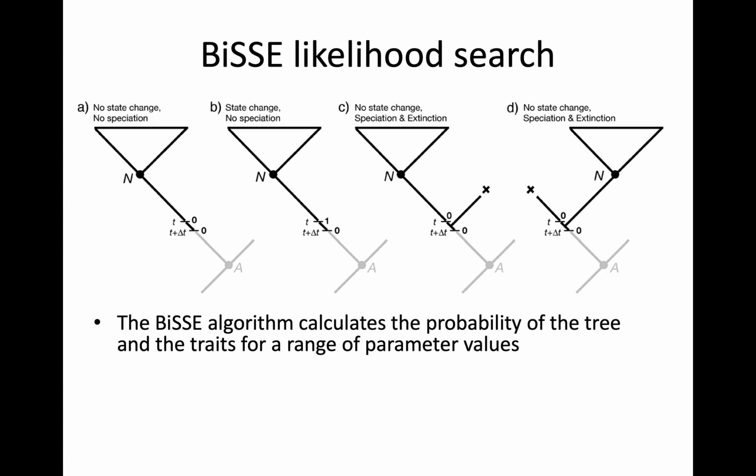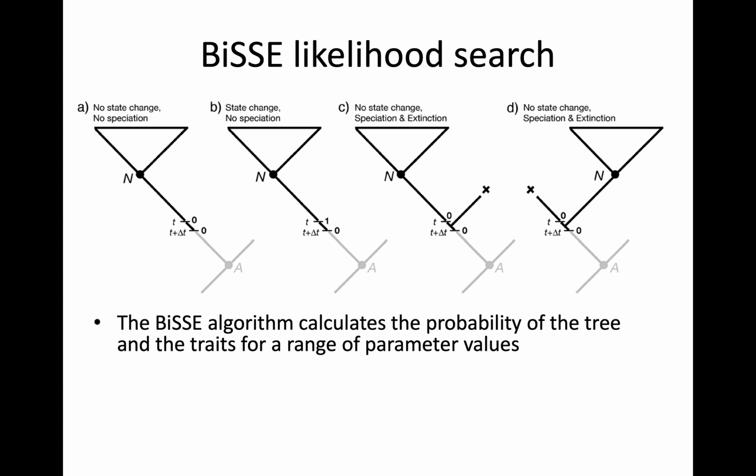Or, for example, in panel B, we again traverse this same kind of little stretch of branch, and there is a state change. So now we've gone from state 1 to state 0. Or on panel C, there is no state change, so it's still state 0, but there is a speciation event, which the method hypothesizes basically, and then that branch goes extinct again. Or the same along panel D, but then just mirrored, basically.